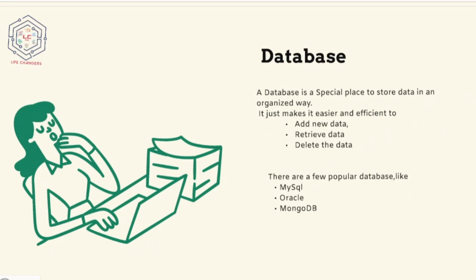There are a few popular databases like MySQL, Oracle, MongoDB. These make it easier and more efficient to add new data, retrieve data, and delete data. What is the purpose of a database? To add, update, delete data, and to organize data. All these kinds of actions are carried out by using the database. Okay, we use a database to organize the data.